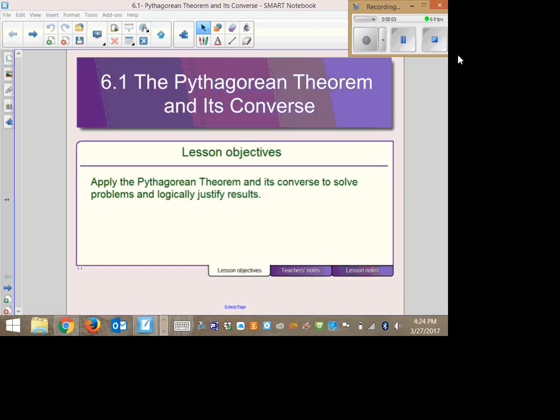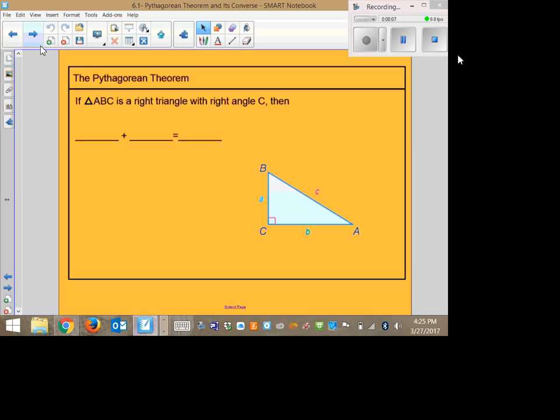Today we will be looking at the Pythagorean theorem and its converse. So many of you have heard the Pythagorean theorem before, but just a review: if triangle ABC is a right triangle with right angle C, then A squared plus B squared equals C squared, where A, B, and C are our side lengths, A and B are our legs, and C is our hypotenuse.